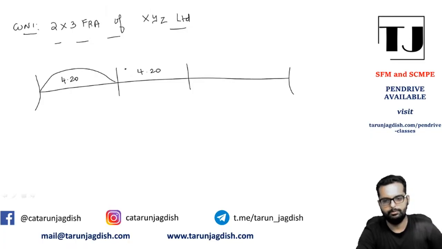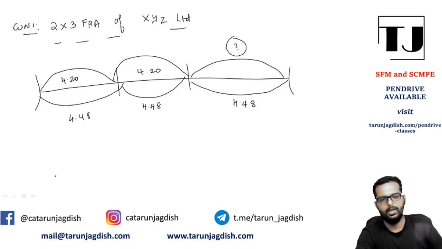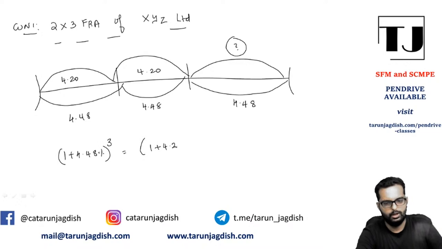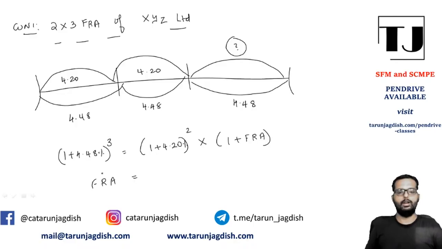So if I'm borrowing or depositing or doing whatever, for 3 years, what is the rate that is told over here? Is it 4.48? From this, they are asking what should be the FRA. So the formula would be (1 plus 4.48 percentage) whole cube is equal to (1 plus 4.2 percentage) whole square into (1 plus FRA). Can you do this and tell me what answer you get for FRA?